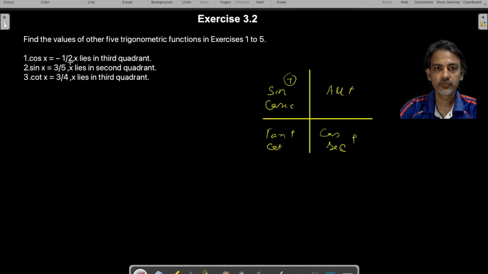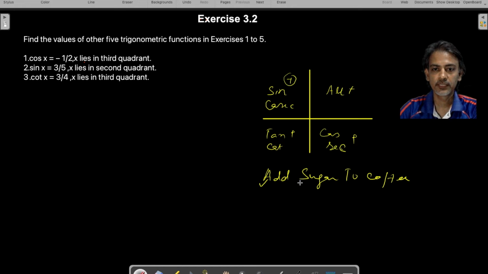Now if the values are given in some quadrant, then we have to figure out which entities would be positive and which would be negative. There is an acronym for it, or rather a sentence, that people generally make use of. The sentence is called "Add sugar to coffee." In this one you can see A for all, S stands for sine, T stands for tan, and C stands for cos. So "Add sugar to coffee" is something people remember this rule with.